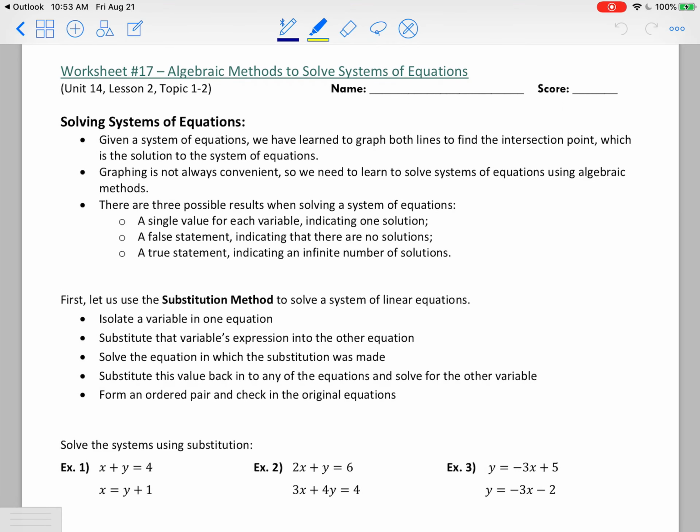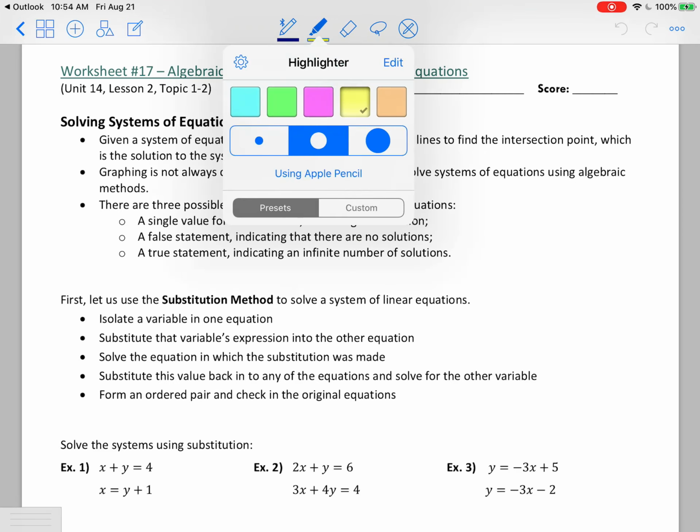Hi guys, so we are back again and talking about systems of equations. This information is on the last worksheet, worksheet 17. So far when we've talked about systems of equations, we've talked about solving them by graphing. Graphing is a great way to visualize the intersection point on systems of equations or the overlap of the shaded region when we're talking about systems of inequalities. But it's not always the most convenient.